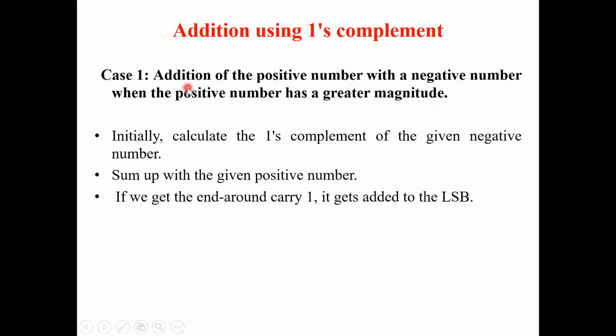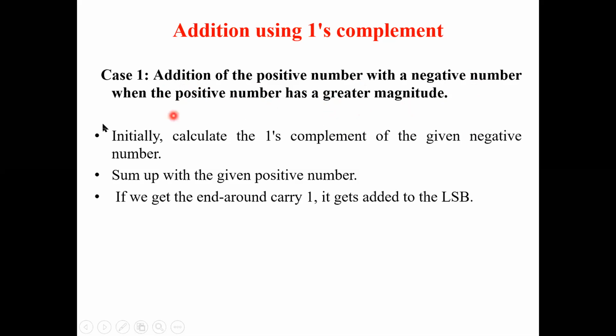Write down this case: addition of a positive number with a negative number. Positive and positive addition you have just done, which is very simple. Now write this case properly and understand. We'll go slow. Add a positive number with a negative number when the positive number has a greater magnitude, like 5 minus 3, that is 5 plus of minus 3. So 5 is greater than 3.